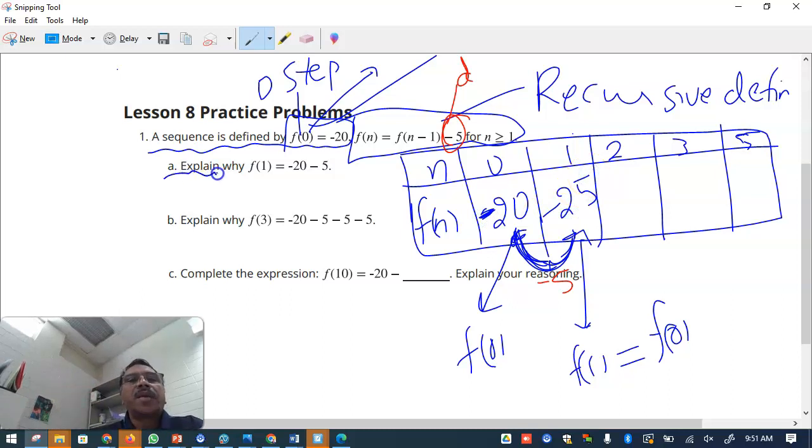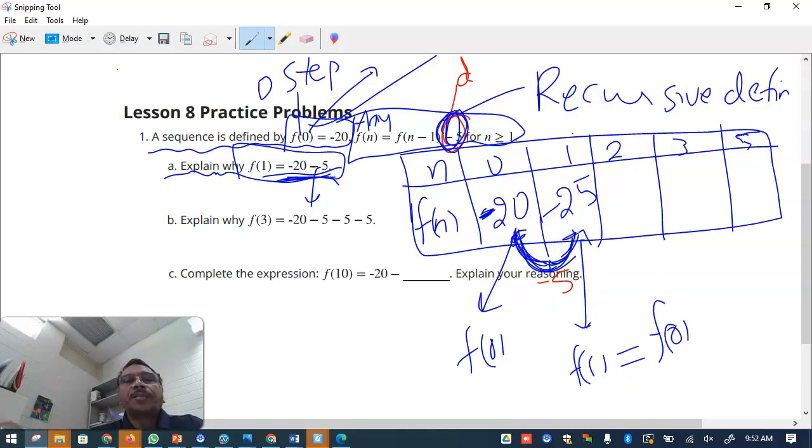So what is the meaning of explain? The question is you have to put it in your own English words. Why is it like this? It's because the recursive definition says any term is 5 less than the previous one. And that's why you decrease it by 5 from here to here.